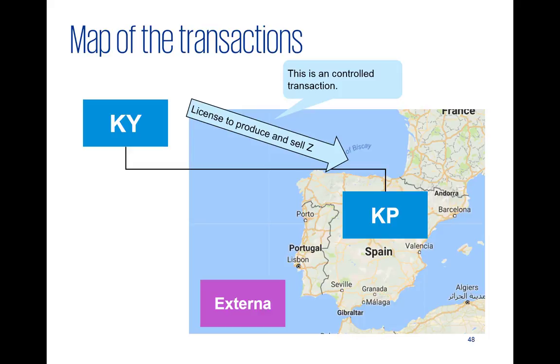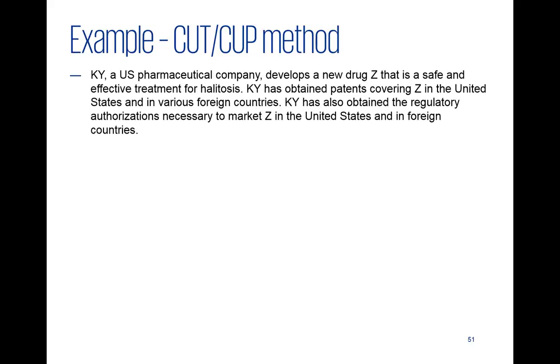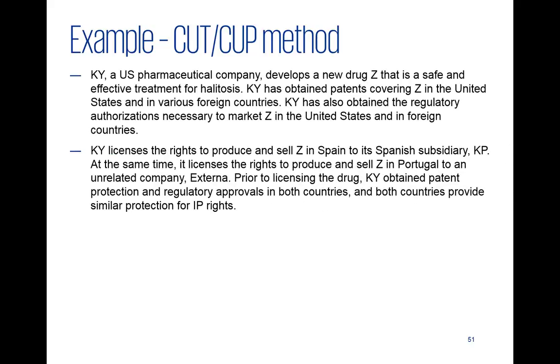Now, at the same time, KY has a contract with an external company, an uncontrolled party, a third party to it, for the licensing to produce and sell Z in Portugal. And that's an uncontrolled transaction. So this leads us to the question of, can we use that transaction as a CUT?